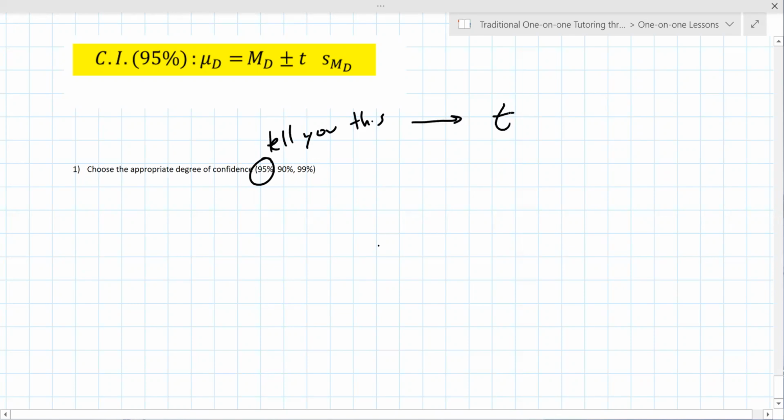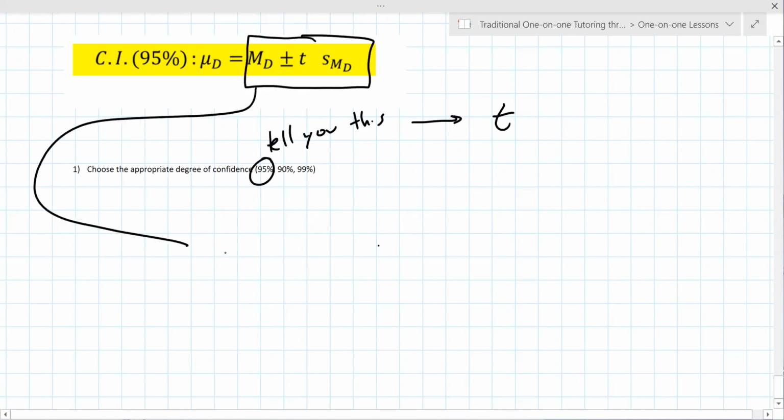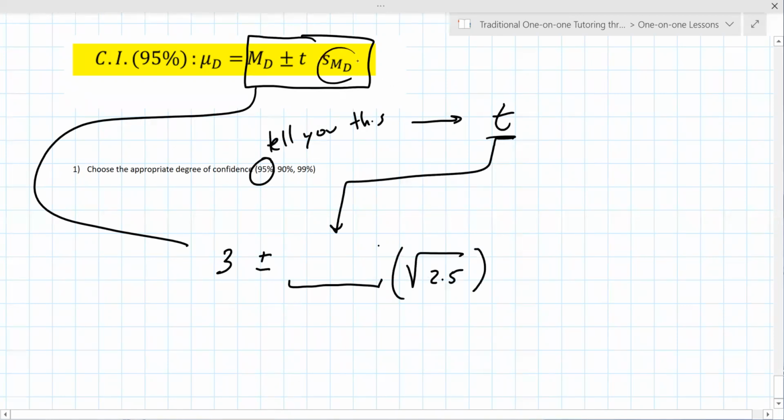Okay. So right now, this is the formula right here. It's really not that bad. You actually already have this for the problem. It's 3 plus or minus the t value, which we're going to get from the table. And then we multiply by SMD, that was the square root of 2.5. So see how you already have this? You already have most of this. The MD is the mean. SMD you already calculated.